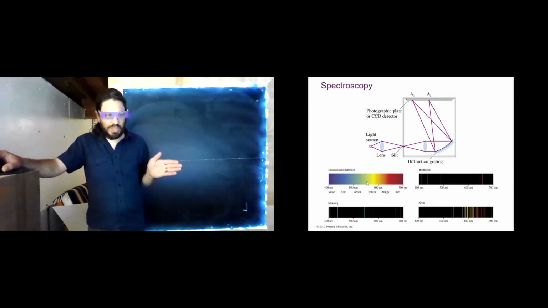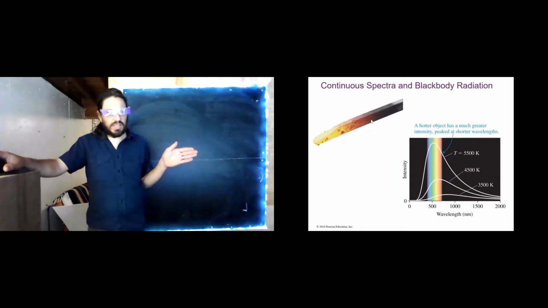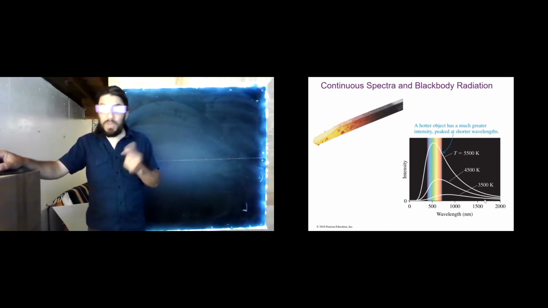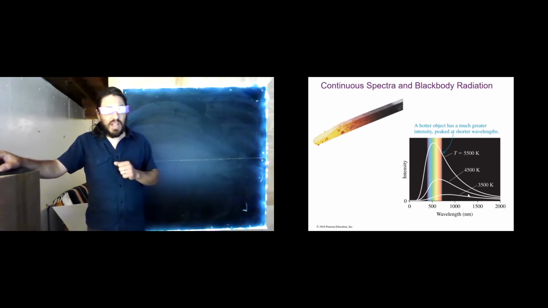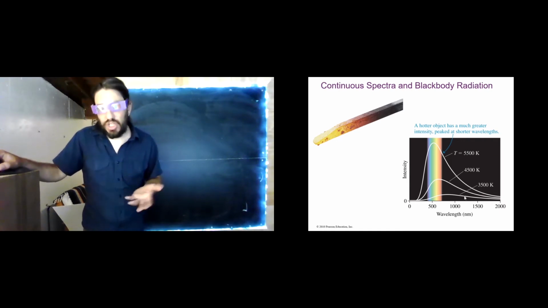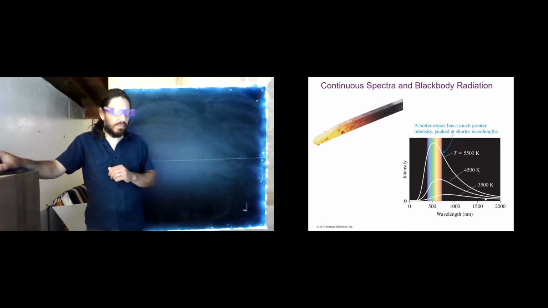Okay, so a hot object releases this continuous spectrum. Here's a hot object. It releases a continuous spectrum. We've actually seen this before. Remember Wien's law? Wien's law told us that the peak wavelength depends upon the temperature. And not only does the peak wavelength depend on the temperature, but the amount of energy also depends on the temperature.